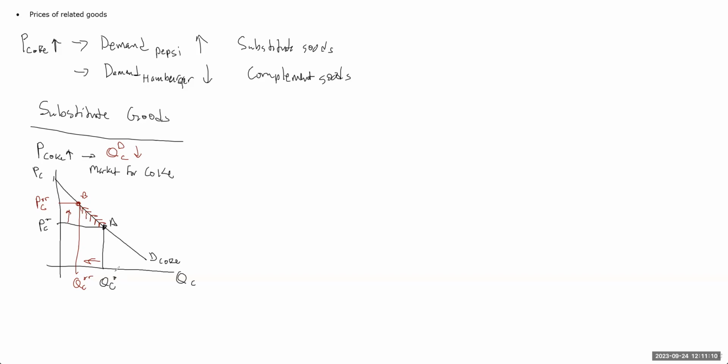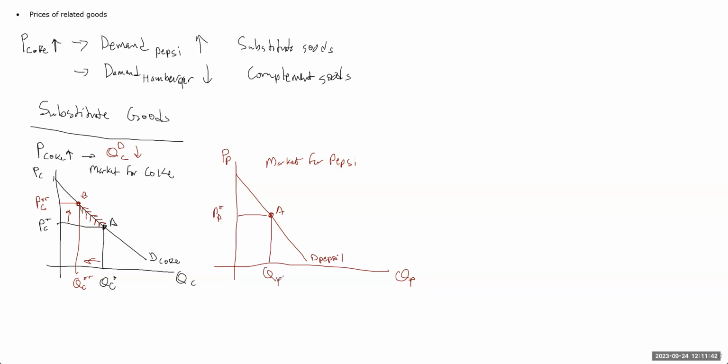This has repercussions. Specifically, it has repercussions in the Pepsi market. Okay. So here's the Pepsi market. Here's quantity of Pepsi, price of Pepsi, market for Pepsi. This was the demand curve for Pepsi. Okay. We're at, I don't know, point A. This is the price of Pepsi star, quantity of Pepsi that we're drinking.